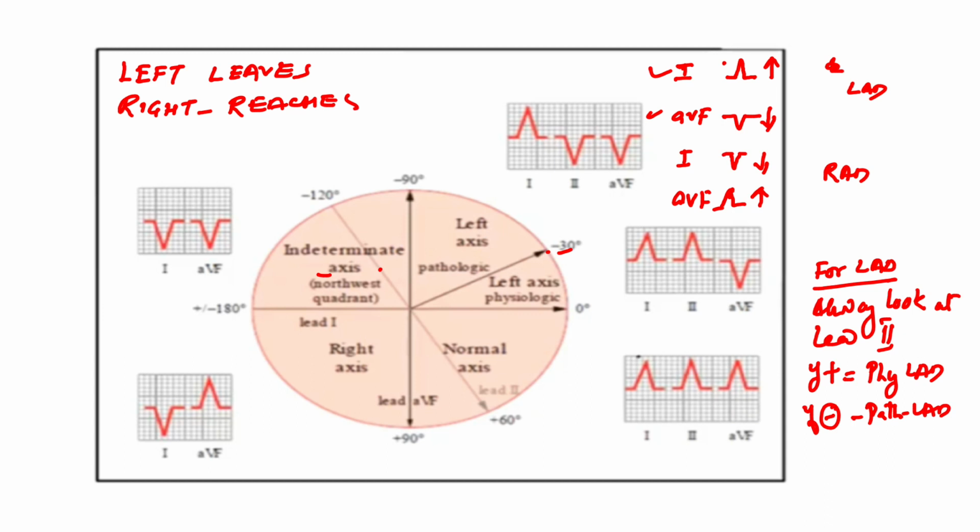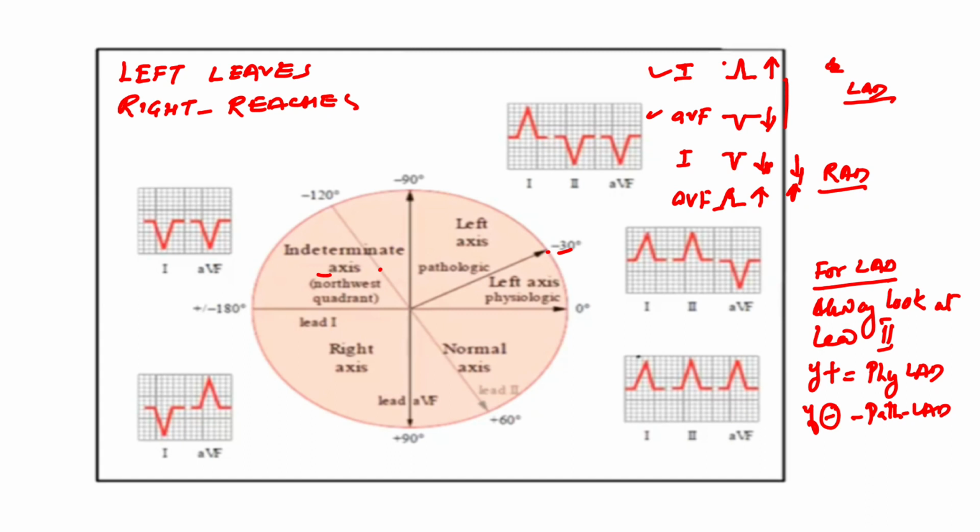If lead 1 is positive, lead AVF is negative, we can see the direction of the vector, they are moving away from each other. This is the left axis deviation. And if lead 1 is negative and lead AVF is positive, the direction of the vector is like this, they are coming towards each other. This is the right axis deviation.